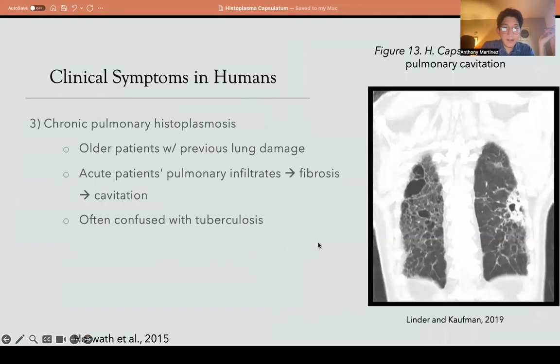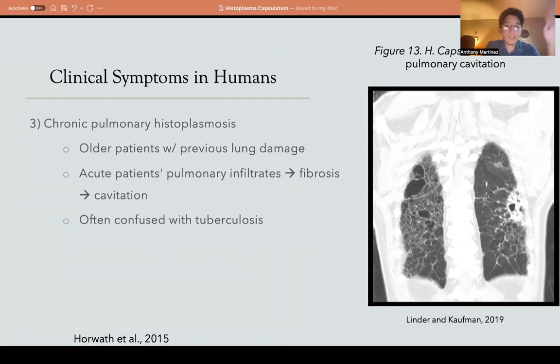The other clinical presentation is chronic pulmonary histoplasmosis, and this is usually common in older patients who have had previous lung damage. You can see here more clearly this lung cavitation, and that happens because you get pulmonary infiltrates that turn into scar tissue, i.e. fibrosis, and then that eventually leads to cavitation. Interestingly, this presentation of symptoms is usually confused with tuberculosis, actually.